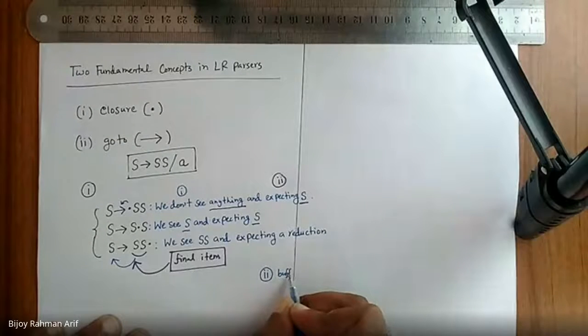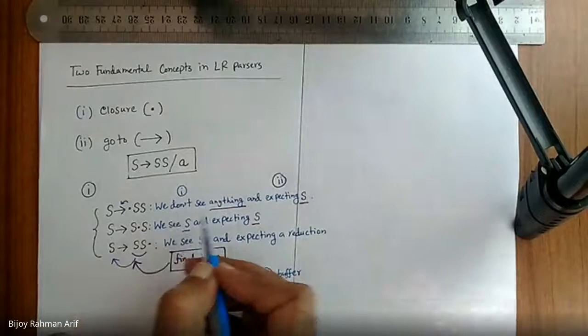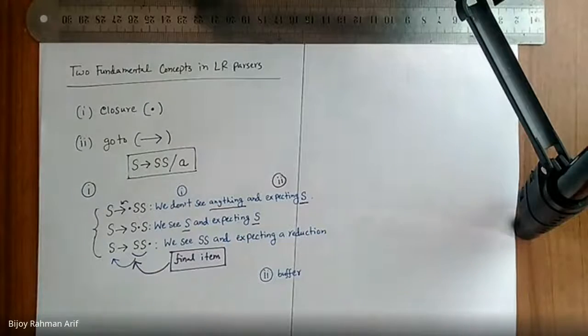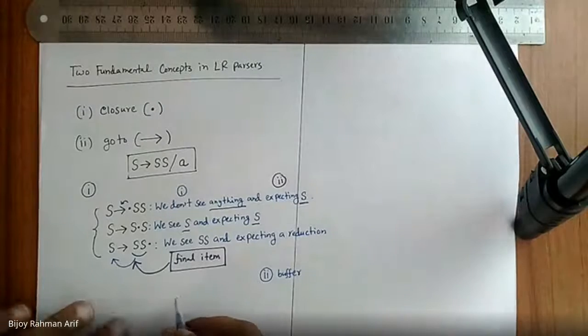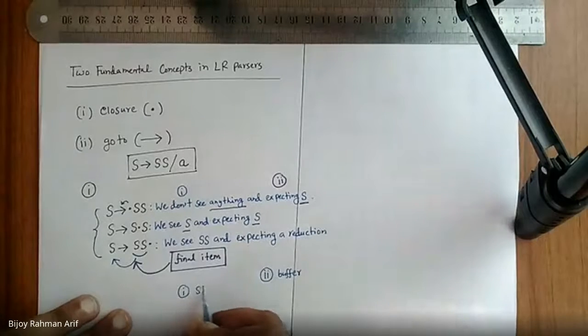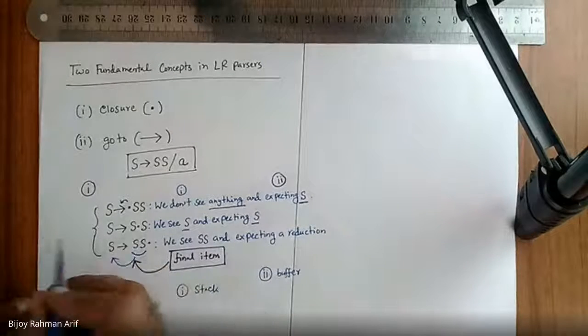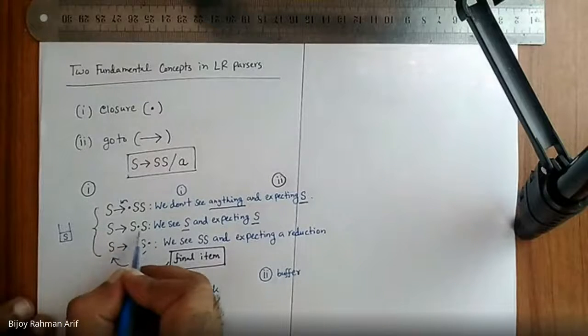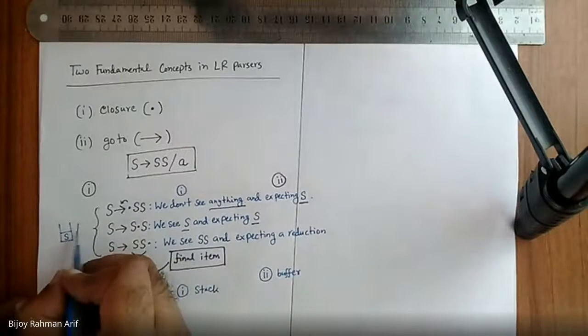And how about this? This means so far whatever we have scanned. From where did we get this information? Stack. Yes, of course, stack. Because this means in the stack right now there is an S, and I am expecting another S from the buffer.